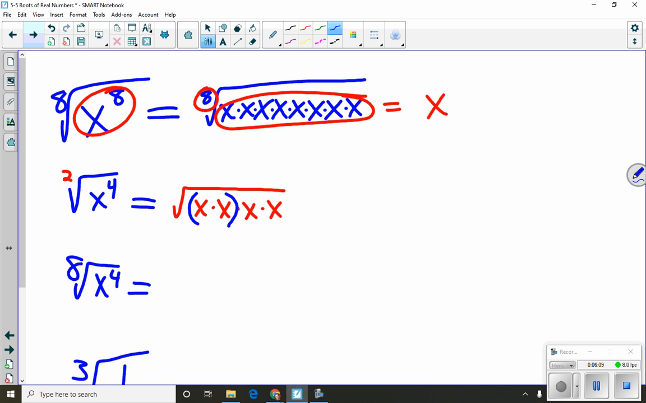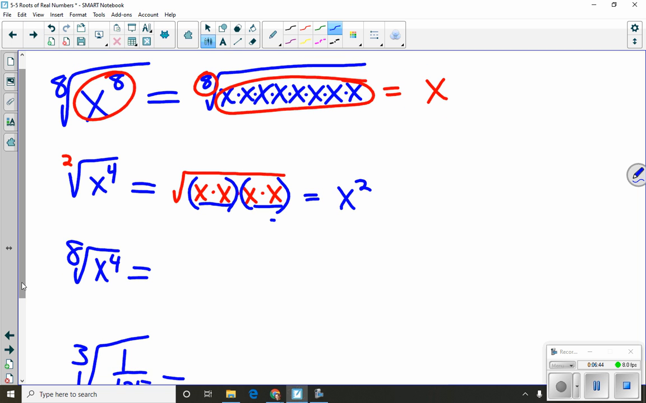If I'm making two groups of the same thing multiplied to itself, notice it's just x squared. So this is really x squared, because I have two of them in each group. So I could write this as x squared times x squared, or that is the square root of x to the 4. Okay? So it equals x squared, because x squared times x squared makes x to the 4, but times itself.